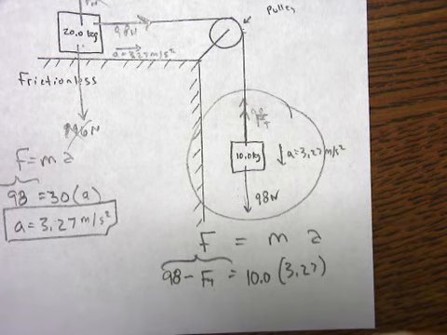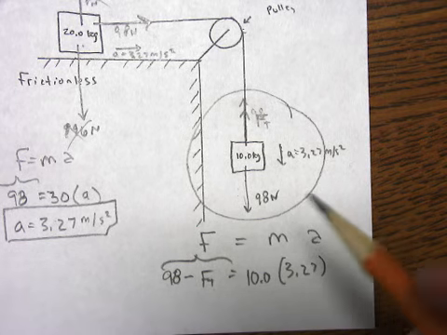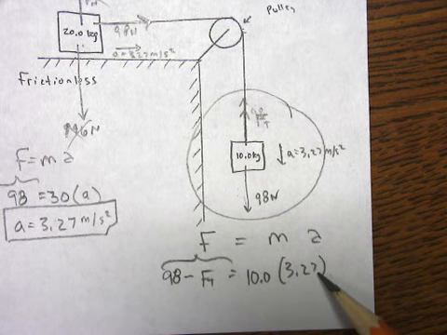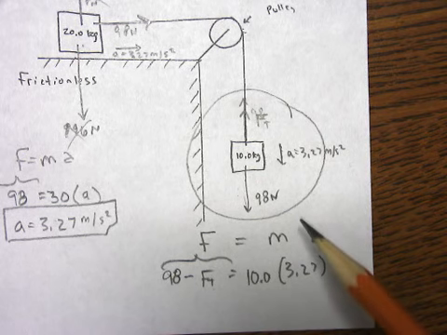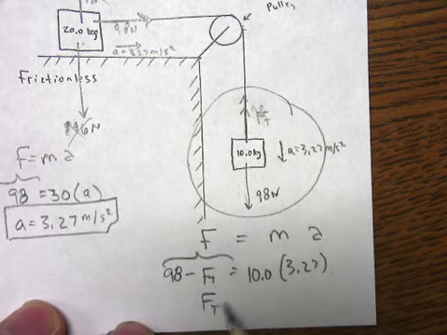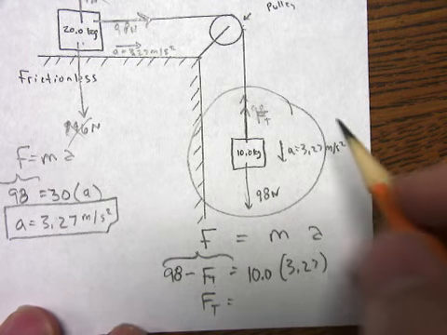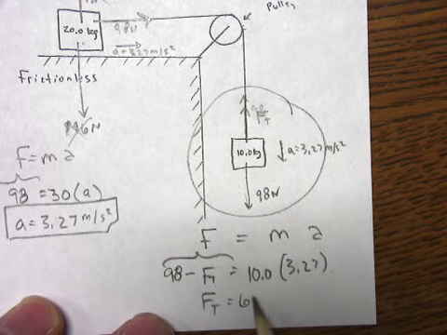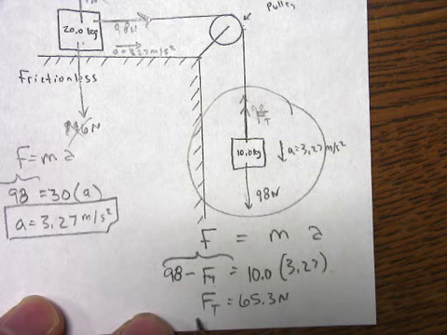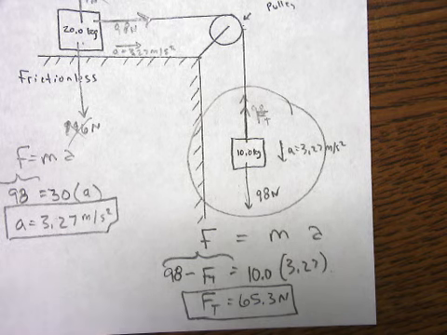So if I take 98, 10 times 3.27 is 32.7, and I subtract 98, I get a negative number. Solving for the force of tension comes out to be 65.3 newtons. 65.3 newtons. That's the force that's on the rope.